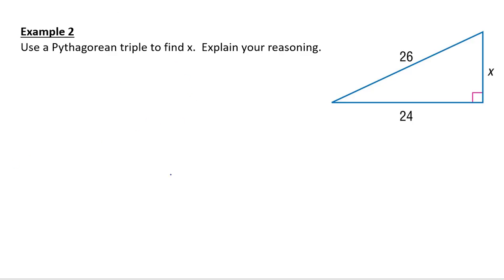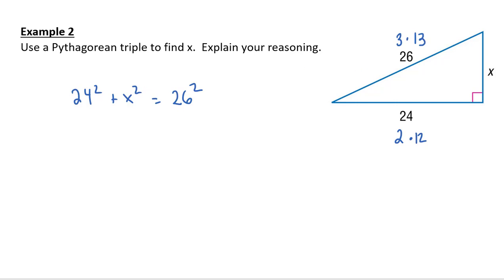Okay, example 2. Use a Pythagorean triple to find x. So 24 squared plus x squared equals 26 squared. That'd be really hard to do, and I probably wouldn't give you guys a calculator on this. But what you have to recognize is, hey, 24, well, that's 2 times 12. 26 is 3 times 13.